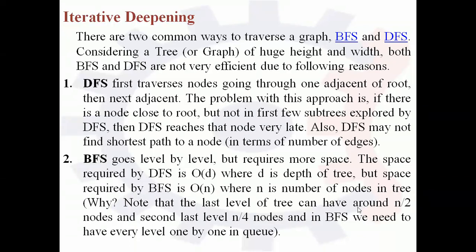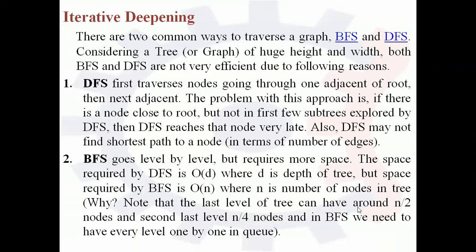Depth first search first traverses nodes going through one adjacent of the root, then the next adjacent. The problem with this approach is if there is a node close to the root but not in the first few subtrees explored by DFS, then DFS reaches that node very late. Also, DFS may not find the shortest path to a node, in terms of the number of edges.